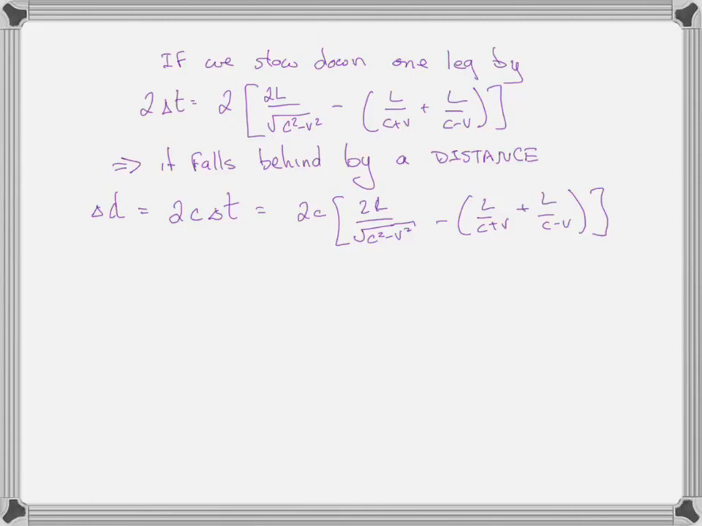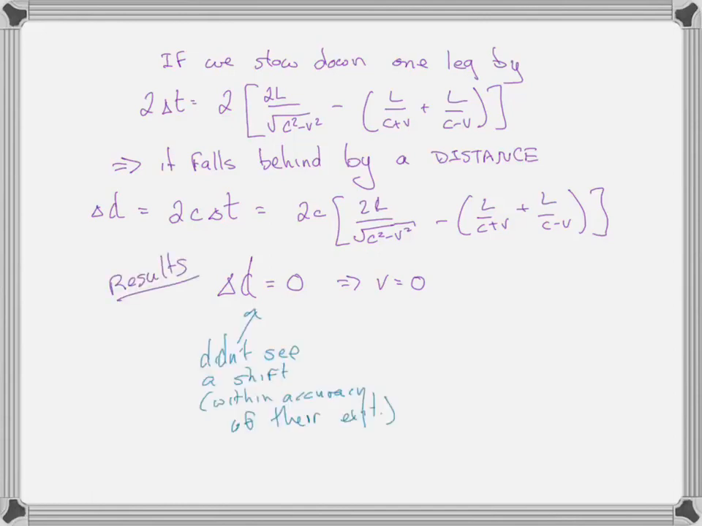So that's the concept of the interferometer, and that's the concept of the Michelson-Morley experiment. In the Michelson-Morley experiment, what they were able to do is show that, to the accuracy of their measurements, they saw no shift in the interference pattern. So they found that delta d equals 0, which would mean that v is equal to 0. In actuality, I can't remember exactly what it was, but they could probably measure a 1/100th of a wavelength shift, and then they could put a bound on v.